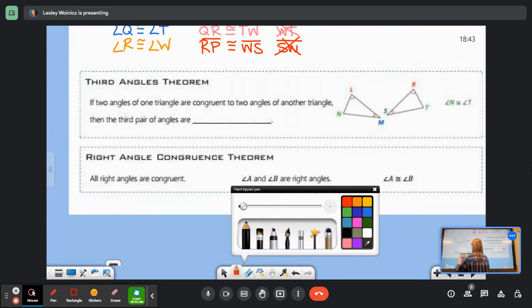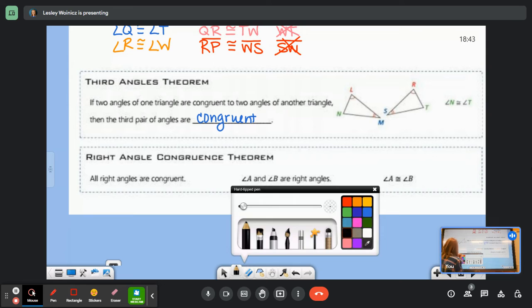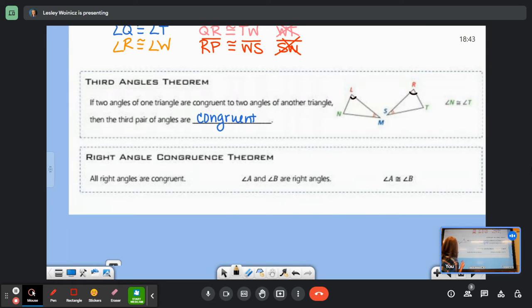All right, you guys will like this one. This is the third angles theorem. If we've got two angles of one triangle congruent to two angles of another triangle, then our third pair of angles are congruent. Well, because they all have to add up to 180, right? So here you can see that we've got these two congruent and those two are congruent. So our last pair, angle N and angle T, are congruent.